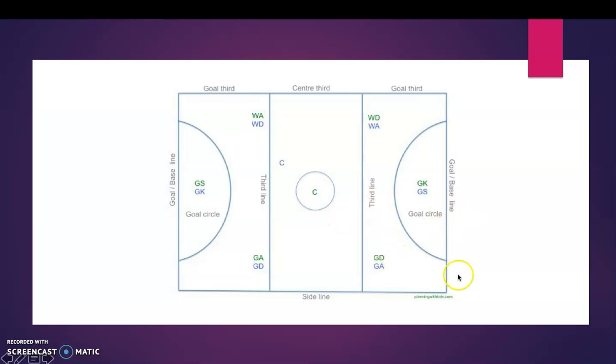So that is the exact same as the goalkeeper, except the goal defence is also allowed in this rectangle area here as well. And overall, the goalkeeper and goal defence have very similar roles, but the goal defence just has a larger area to work in, so it has all of this, whereas the keeper just has this.